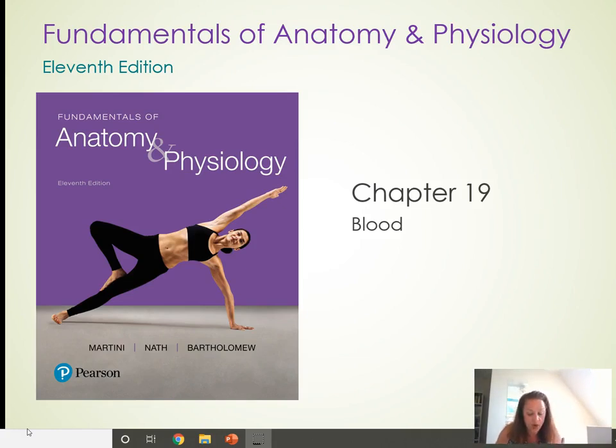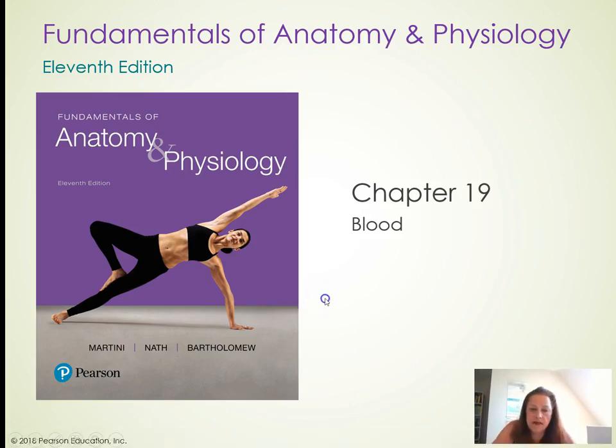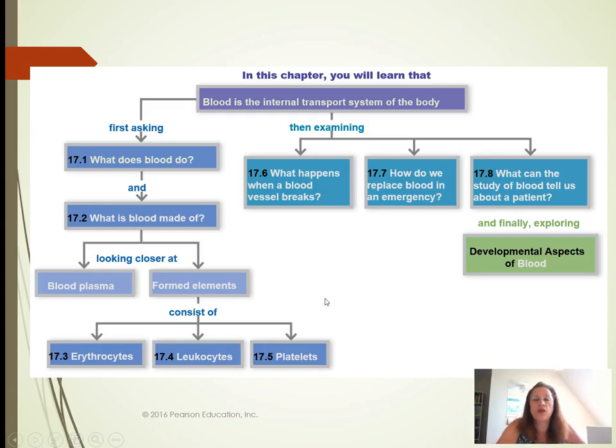So we're going to go through all of the different things. We're going to start with roles and then go through all the different types of cells, and then we'll kind of end with a little discussion of blood typing, and that will be our blood lecture. So it's chapter 19 in your Martini textbook.